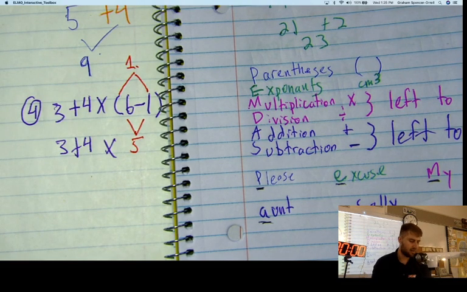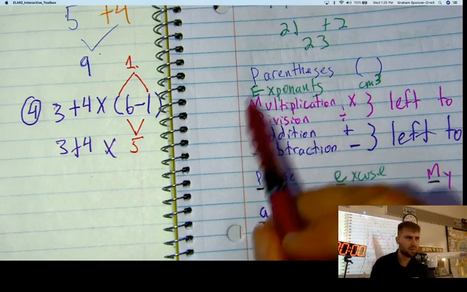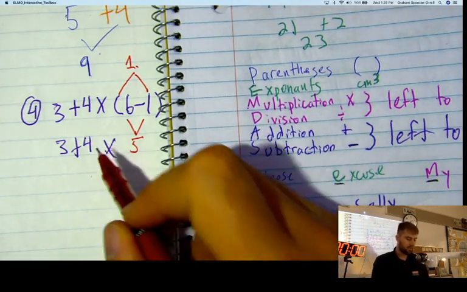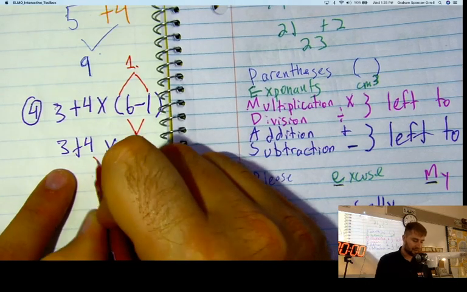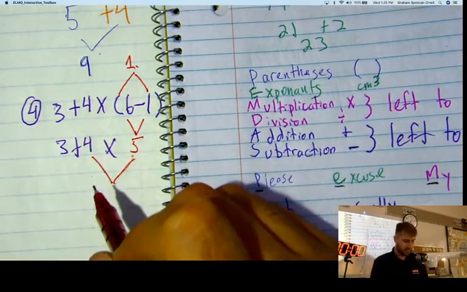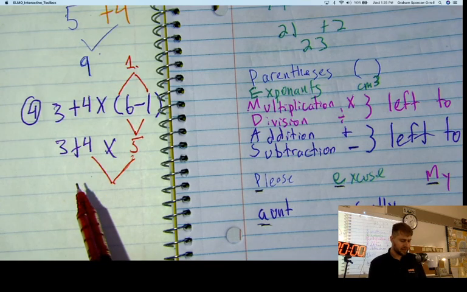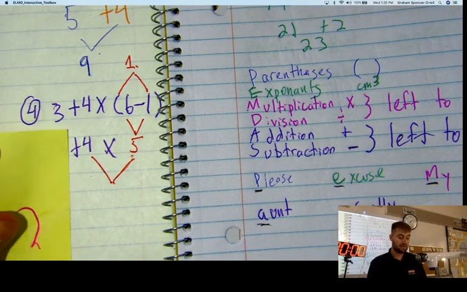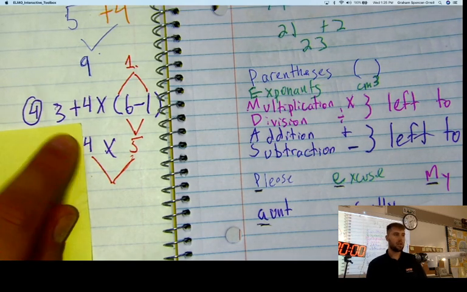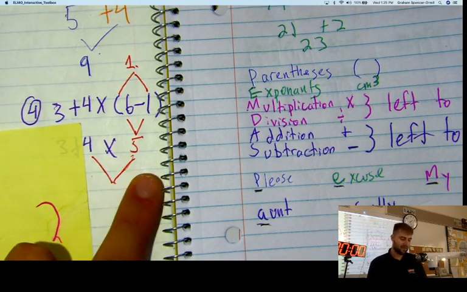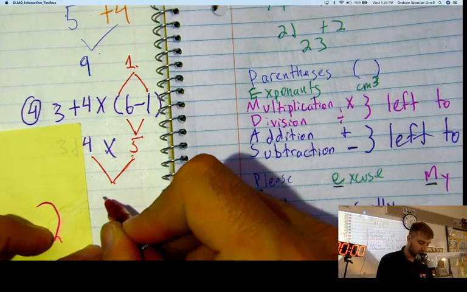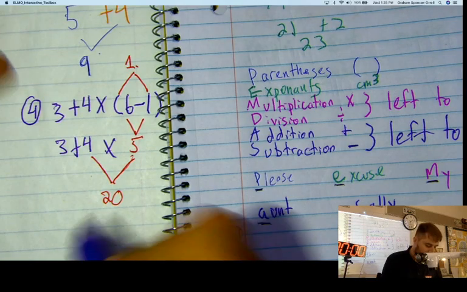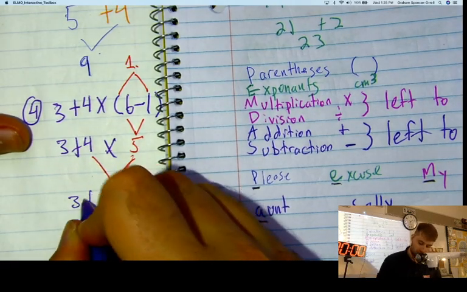Okay, running down my list, there are no exponents. Is there multiplication or division? Yes, there is. Right here, multiplication. So we will need to multiply 4 times 5. Now you might be saying, hey, but there's 3 plus 4. Don't I need to do that before I can multiply by 5? The answer is no. We're going to simply cover up the 3 plus for now. Then we'll multiply just 4 times 5. 4 times 5 is 20. Now we can uncover that 3 plus, and now we have 3 plus 20.